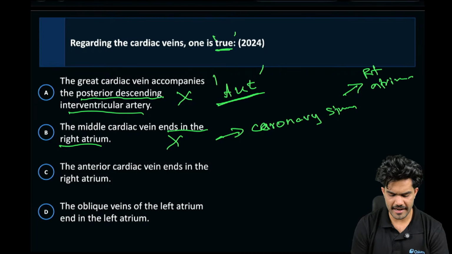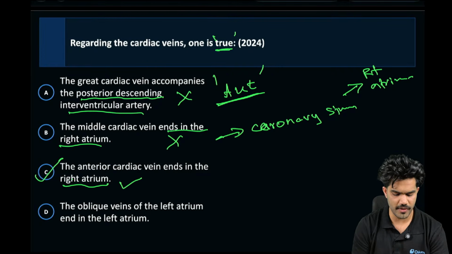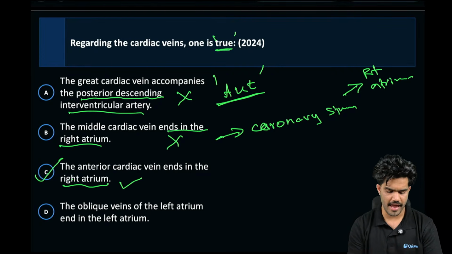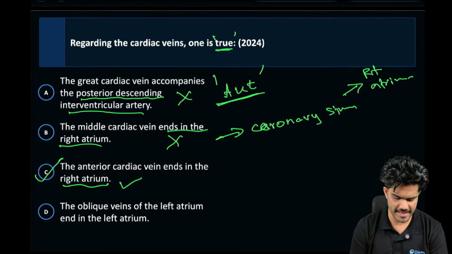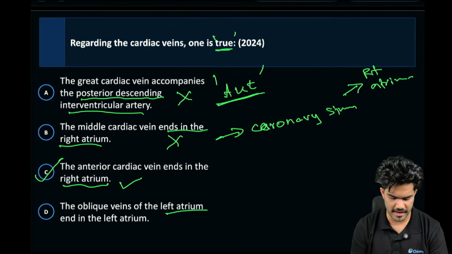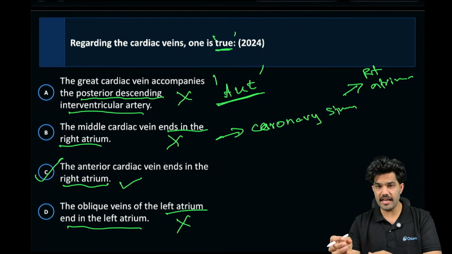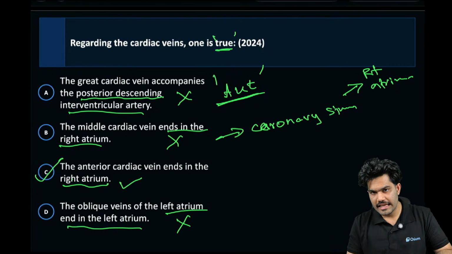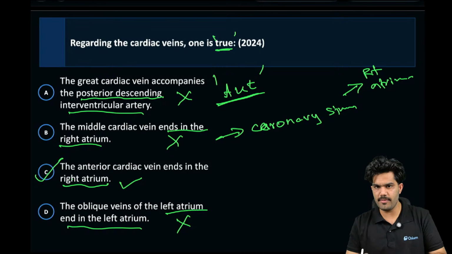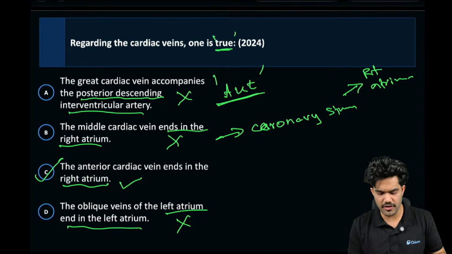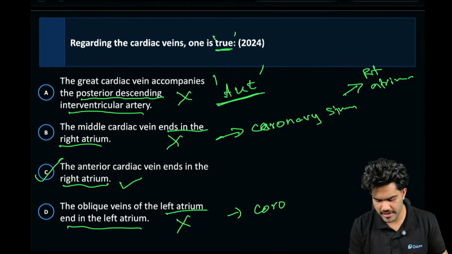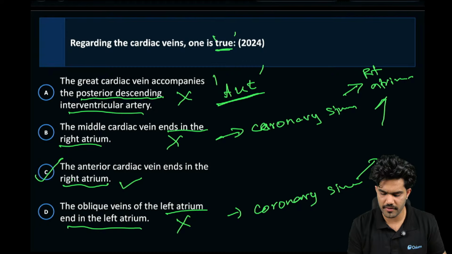Next, the anterior cardiac vein ends in the right atrium. Yes, I told you, the anterior cardiac vein also ends in the right atrium. The oblique vein of the left atrium ends in the left atrium. No, see, it takes the blood from the left atrium. It is a vein carrying deoxygenated blood from the heart, so it will drain into the same coronary sinus. This will drain to the right atrium.